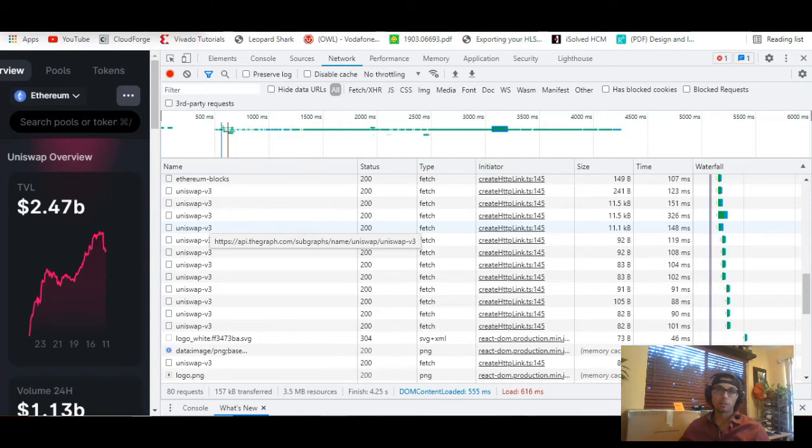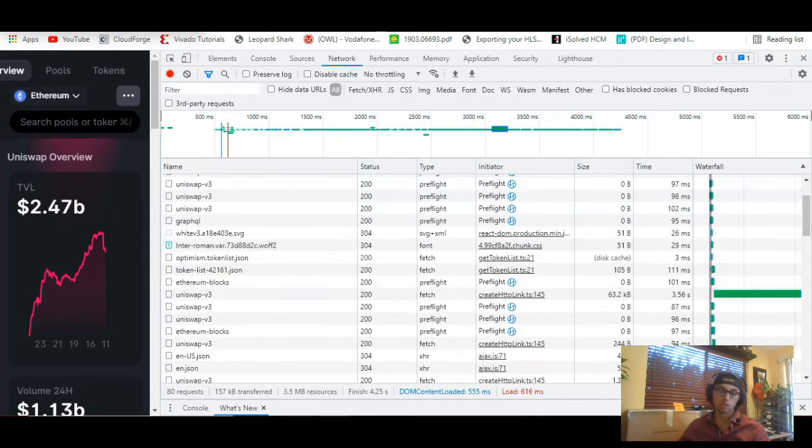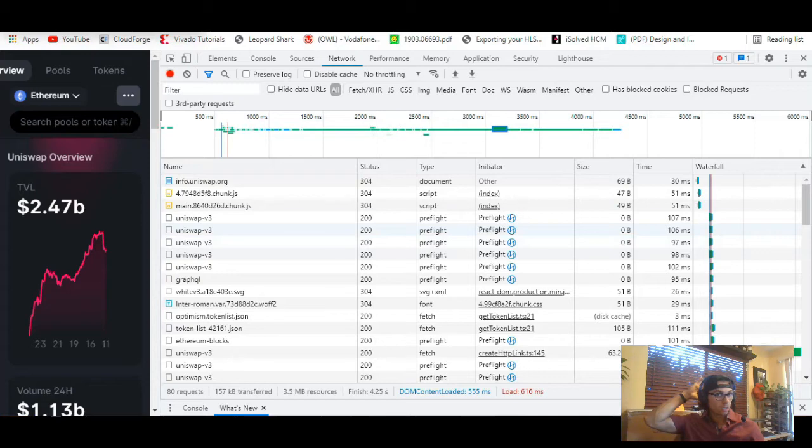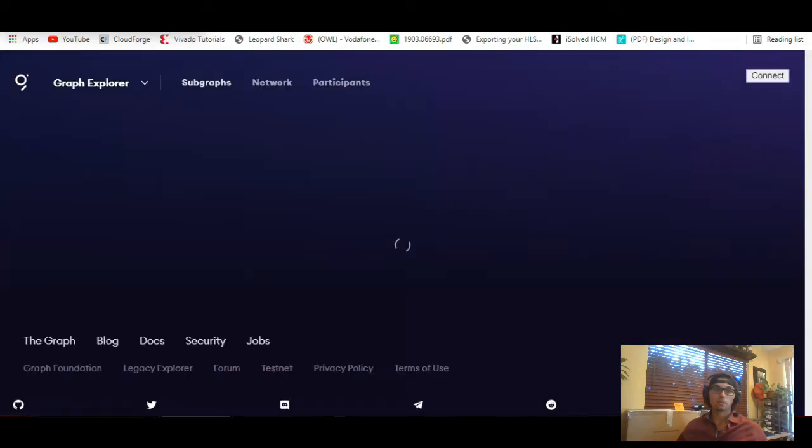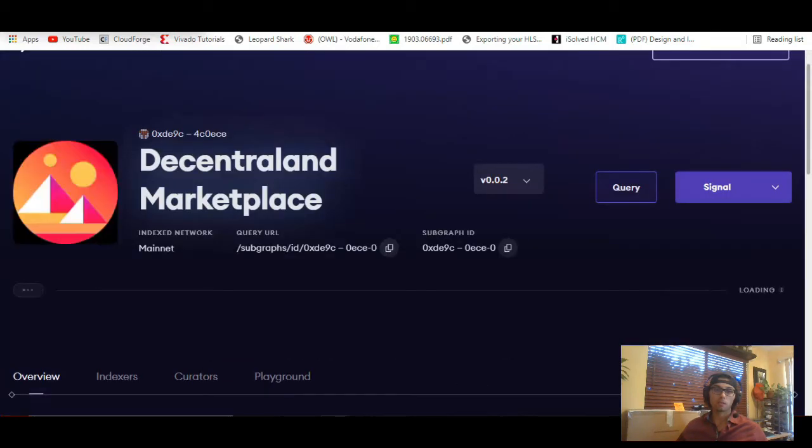Another interesting project that uses it is Decentraland. If some people are not into NFTs, they won't have heard of this, but if they are, it's interesting to see how The Graph supports a wide range of different projects. And Decentraland will probably be another one that I cover in the future.